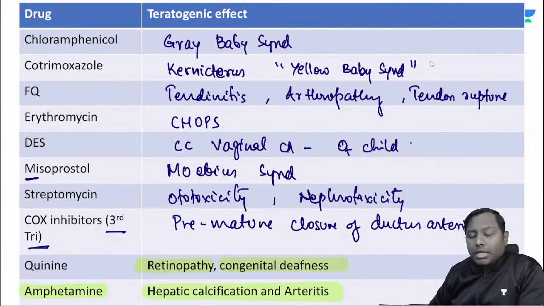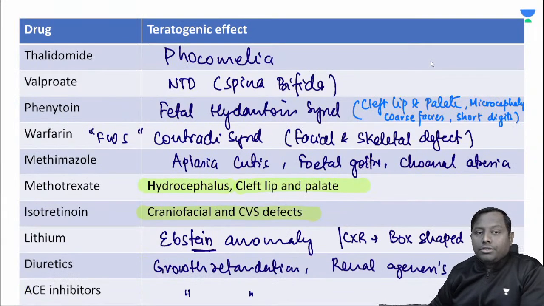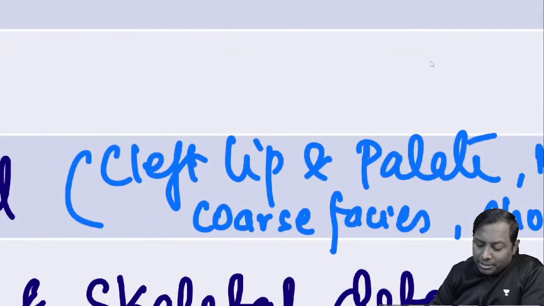So remember, no drug is 100% safe in pregnancy, but the ones that can cause lots of teratogenicity have been given in these two lists. So please do remember these two lists, and we can expect one teratogenic either on the basis of an image. The phocomelia image everyone knows, and the image of this neural tube defect, spina bifida, everyone knows this one.